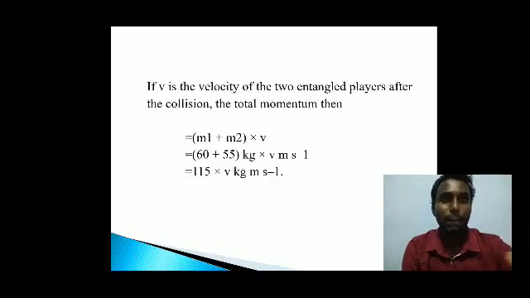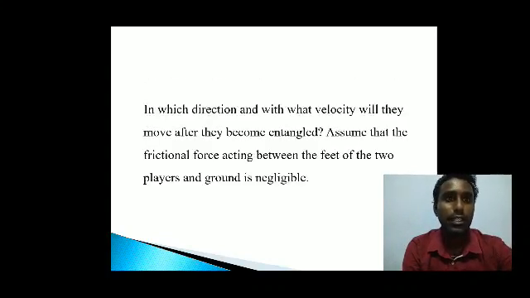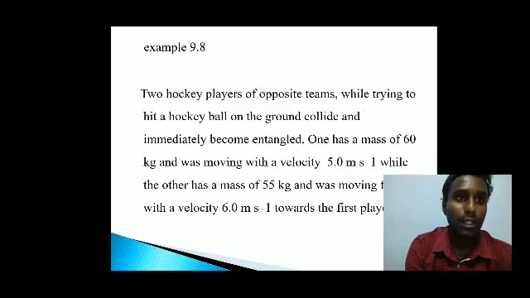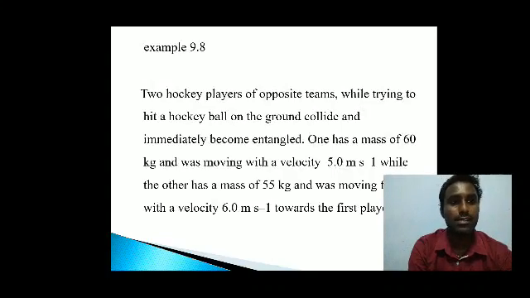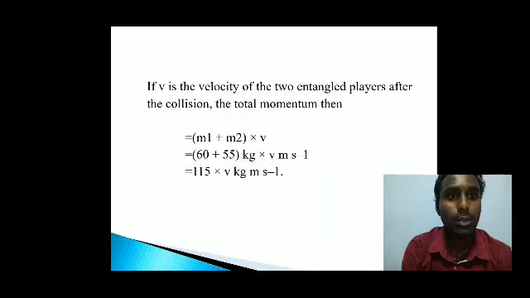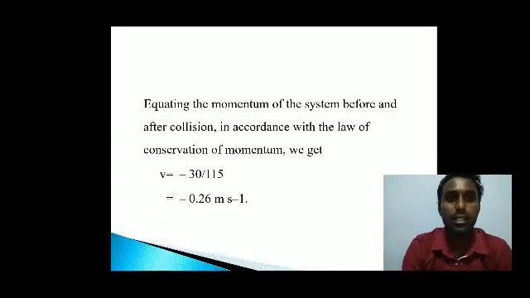See here, 60 into 5 plus 55 into minus 6. Then if you add it, it will come minus 30. So minus 30 equal to 115v, that means v equal to minus 30 divided by 115. If you divide it, minus 0.26 meter per second. We will see the next two problems in the following slides.